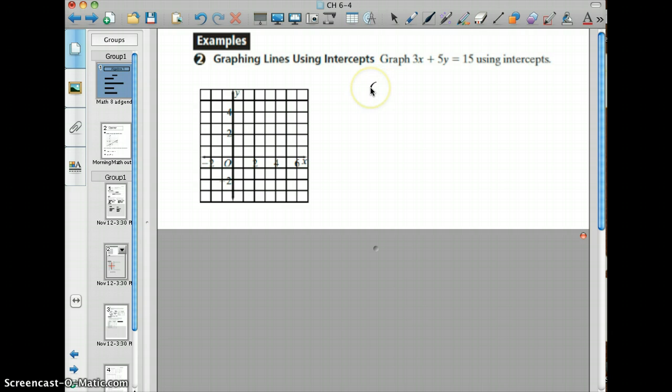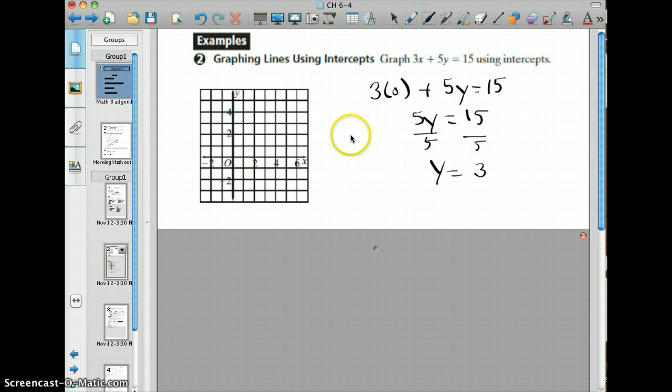So the first thing I'm going to do is find the y-intercept by plugging in 0 for x. When I do that, I end up getting 5y equals 15, and then dividing both sides by 5, I get y equals 3. Now to find the x-intercept, I'm going to plug in a 0 for the y, and then I'm going to solve for x. If I divide both sides by 3, I get x equals 5.